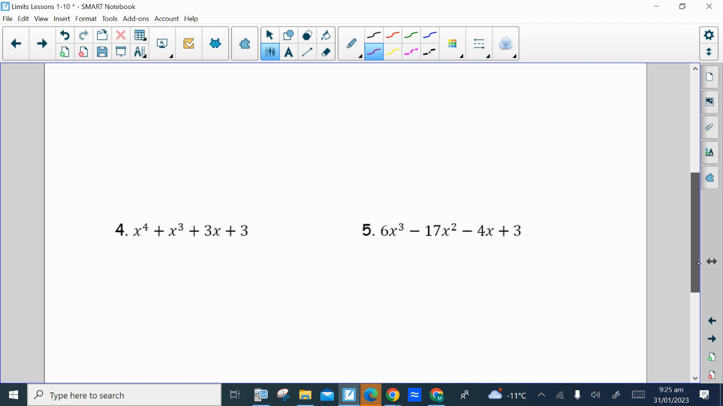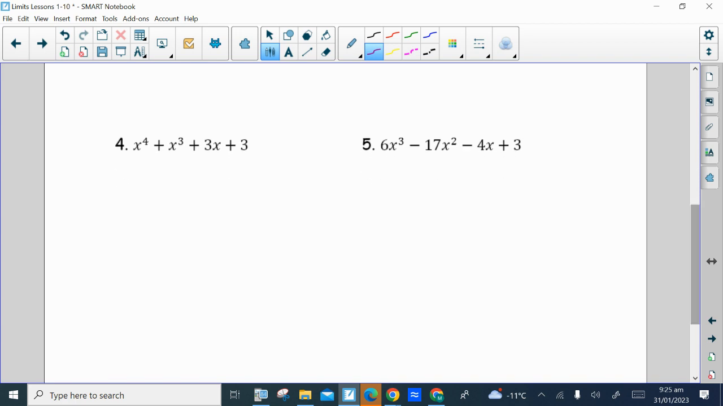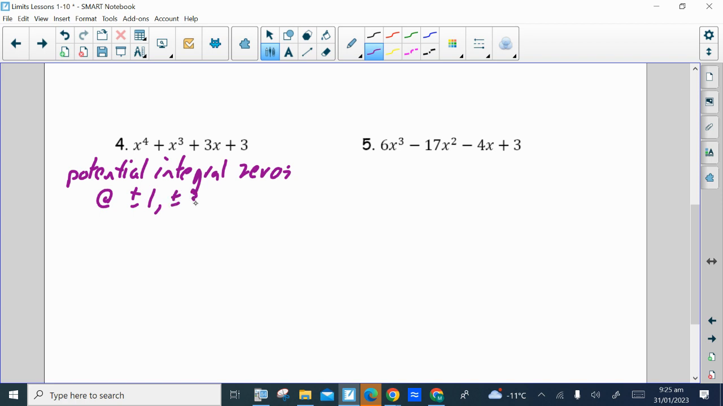Okay, let's skip down to number 4 on the next page, a fourth degree polynomial. Our potential integral zeros again come from the constant term. Which is a shorter list than the last one, because 3 is a prime number, it's only plus and minus 1 or plus and minus 3.